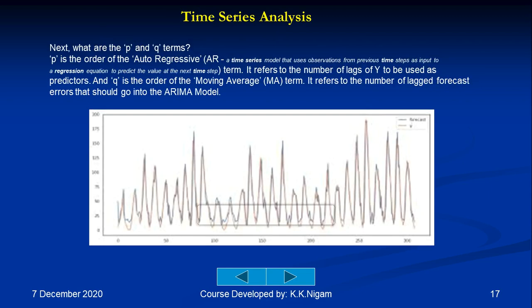So next, what are the p and q terms? p is the order of the autoregressive term, a time series model that uses observations from previous time steps as input to the regression equation to predict the value of the next time step. It refers to the number of lags of y to be used as predictors, and q is the order of the moving average term. It refers to the number of lagged forecast errors that should go into the ARIMA model.